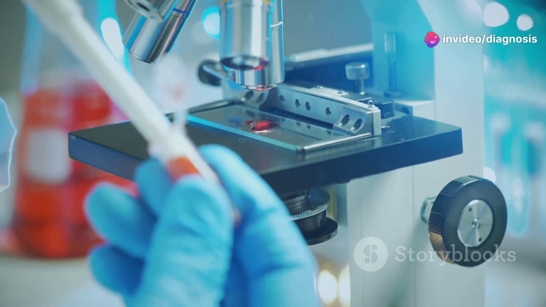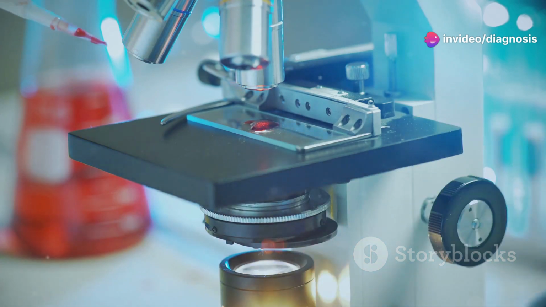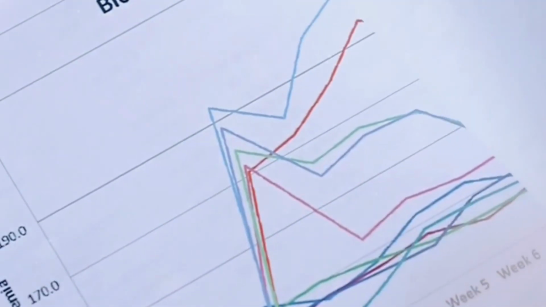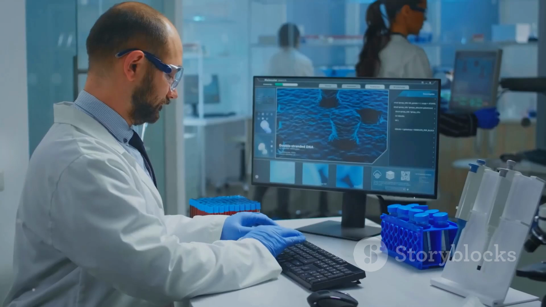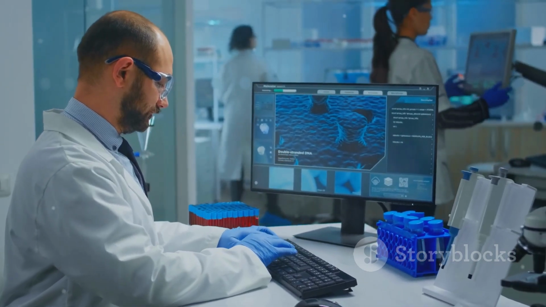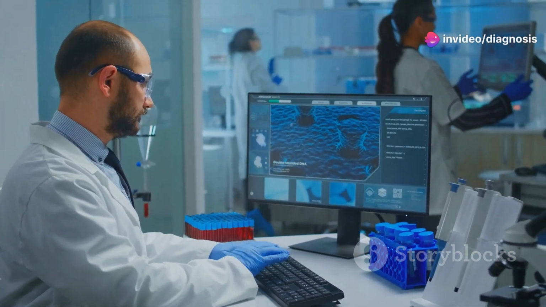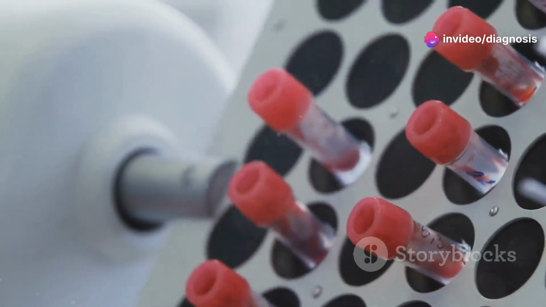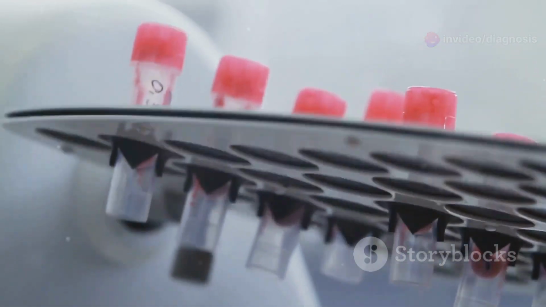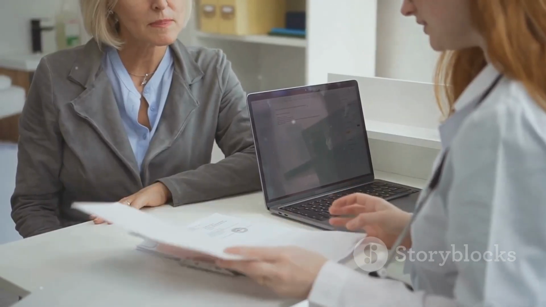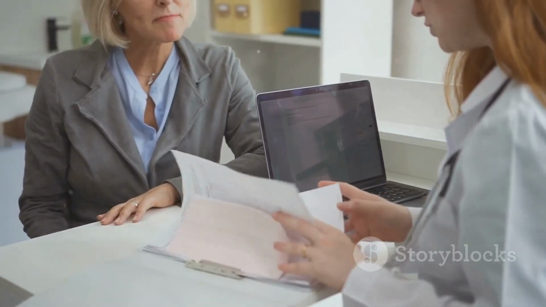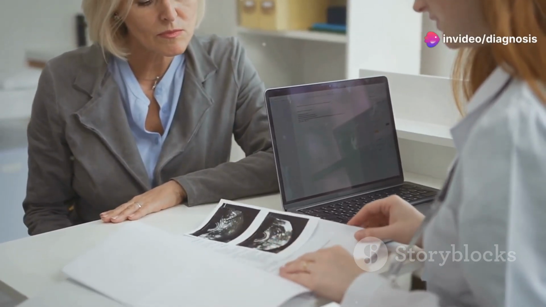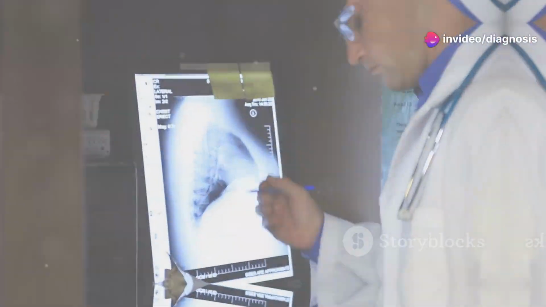A complete blood count provides information about the different types of cells in the blood. A basic metabolic panel measures electrolytes, kidney function, and glucose levels. A urinalysis can detect infections, kidney problems, and other conditions. Specialized tests, such as blood cultures or biopsies, may be necessary depending on the suspected diagnosis. The results of laboratory tests, interpreted in the context of the patient's history and physical exam, provide valuable insights into the underlying disease process.